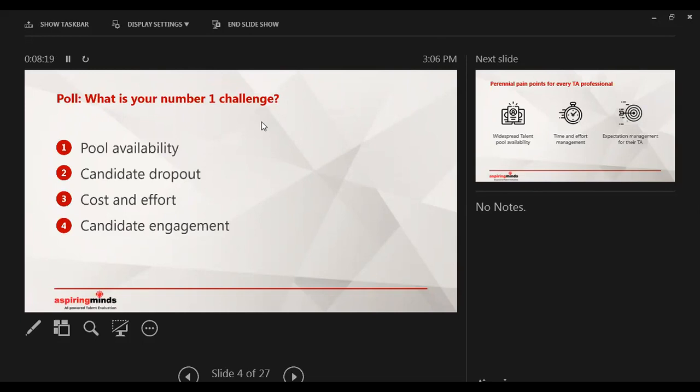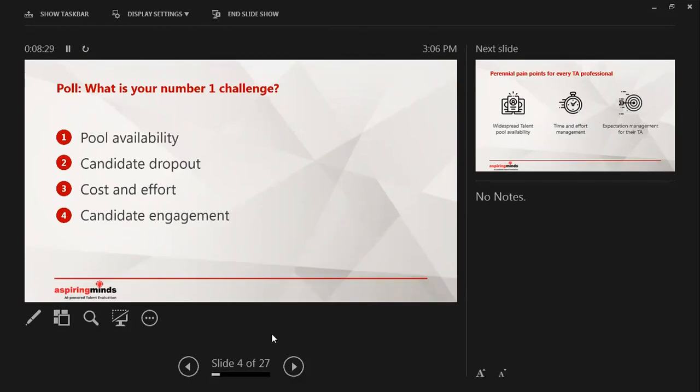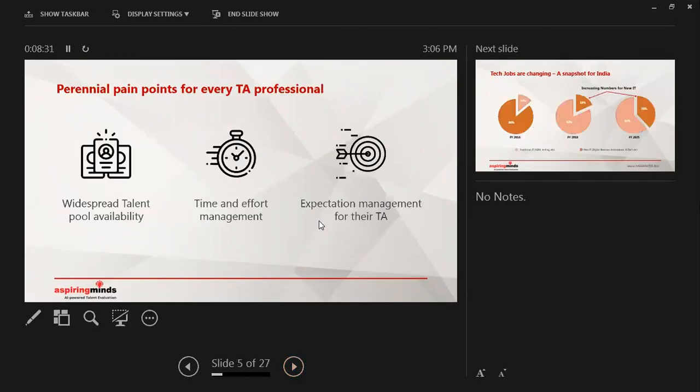It is a concern. We spoke to our clients, and we've been speaking to a lot of people, and this is what we found. These are some of the perennial pain points. No widespread talent pool availability, that is something which we need to reach out for. Time and effort management, surely, is something which goes with all efforts we do.